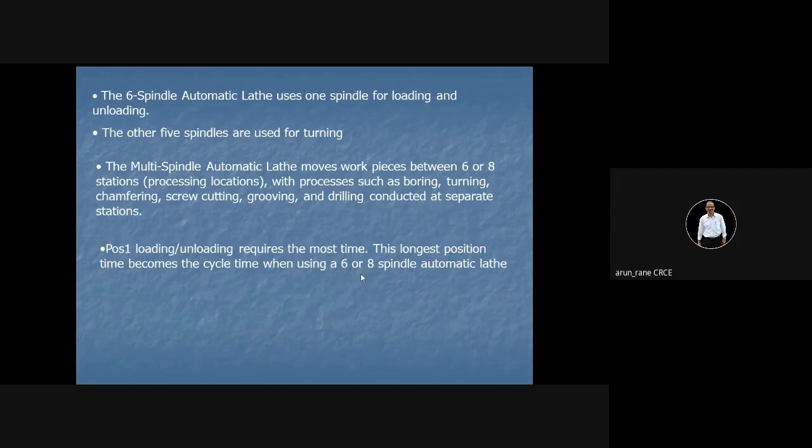So we have 6 to 8 spindle automatic lathes available in the market. Various operations that can be done are boring, turning, chamfering, screw cutting, grooving, etc.